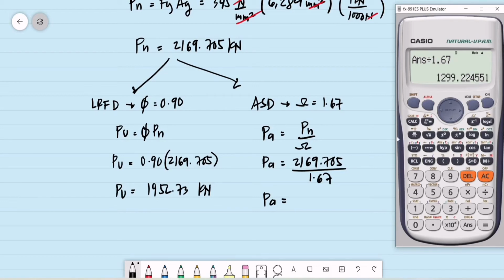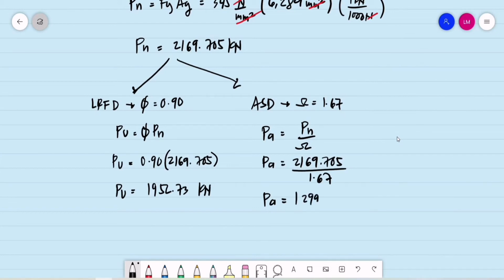So 1,299.22 kilonewtons. So we have the design strength under LRFD, and we have the allowable strength under ASD.